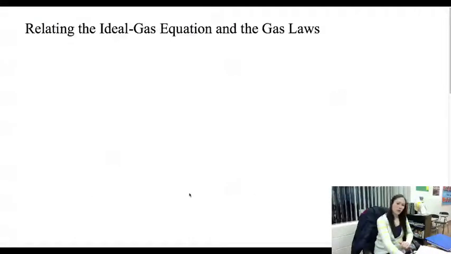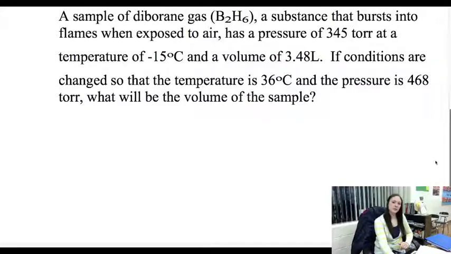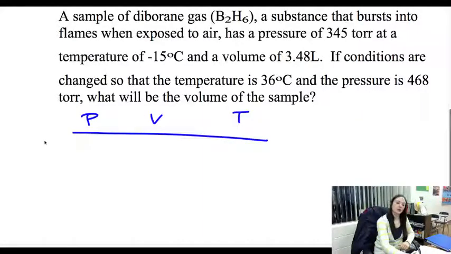Okay? So if I relate all of these ideal gas equations and gas laws together, I'll put everything together. I have a sample of diborane gas, a substance that bursts into flames when exposed to air, has a pressure of that, temperature of that, and a volume of that. My conditions are changed to a new temperature and a new pressure. What's my new volume? So now I've got three things going on. I've got pressure, volume, and temperature. So just write them all down initially and finally.